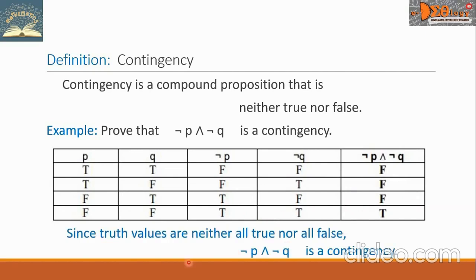We can see here that truth values are neither all true nor all false. It is a combination of true and false here. So not P and not Q is a contingency. This is our final answer.